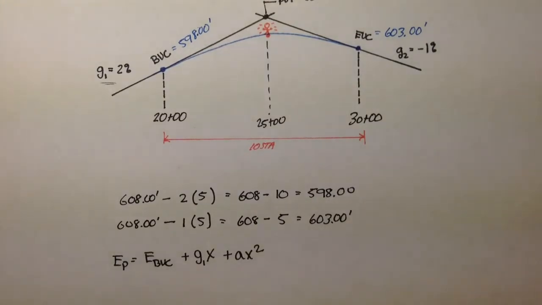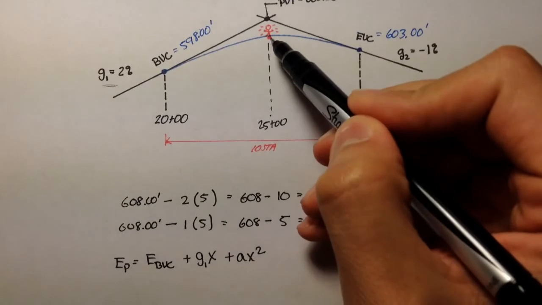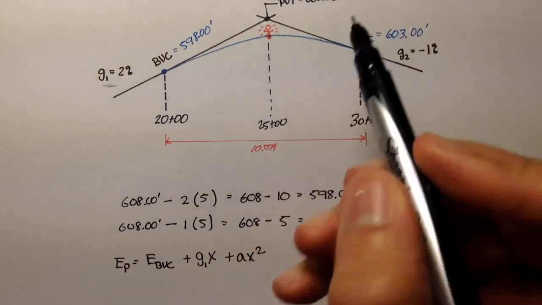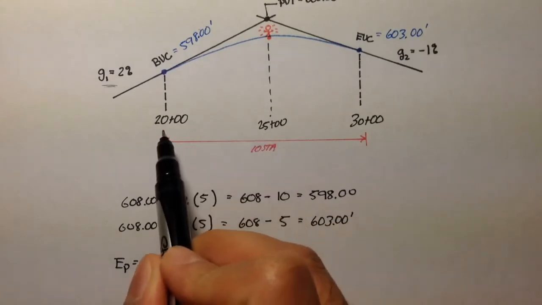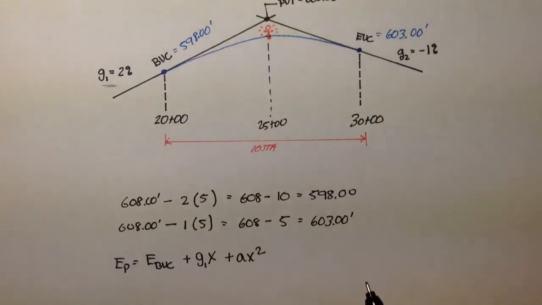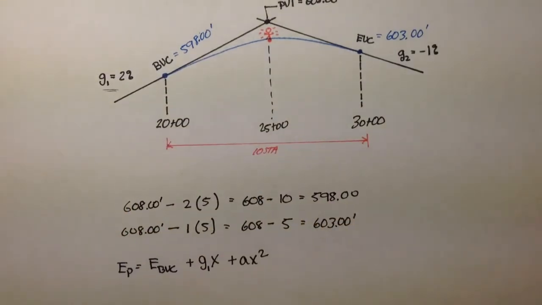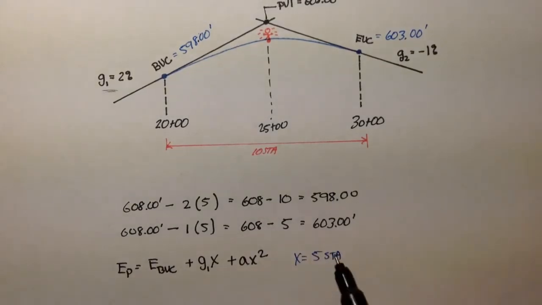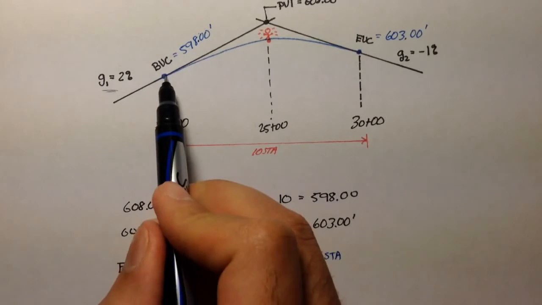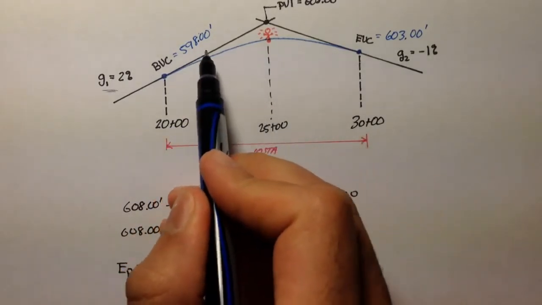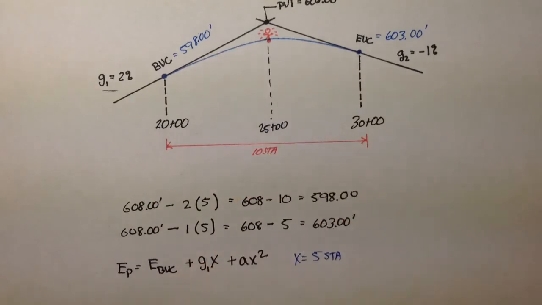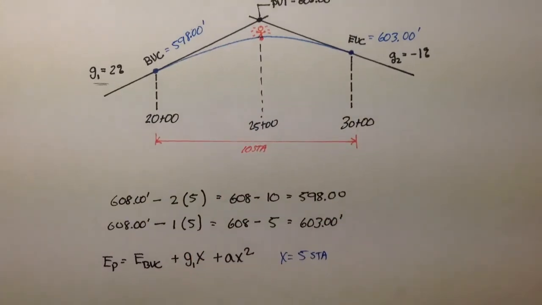So we know that our location for this curve, this point, is located 5 stations from BVC. That means x is 5 stations. X is simply the distance from BVC to the point you're interested in. The point we're interested in is the one I'm standing on, right? And that's located 5 stations from BVC.